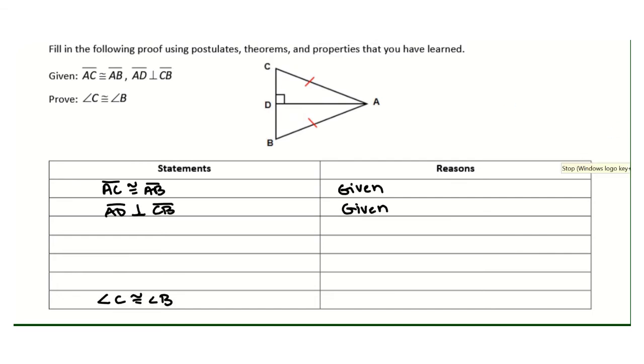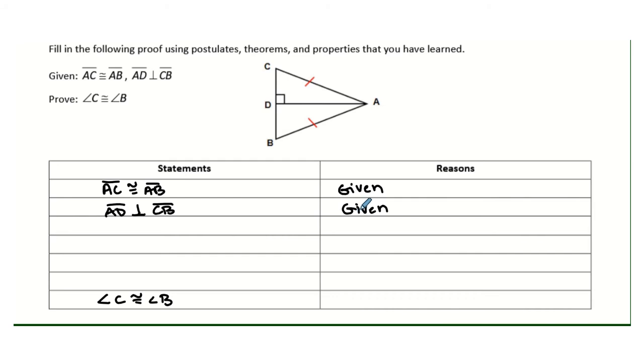All right, so our given statements. Line segment AC is congruent to line segment AB. And we can see that here. That's given. Line segment AD, right here, is perpendicular. So remember this upside down capital T represents perpendicular to CB. And that's given. Well, what do we know about something that's perpendicular?